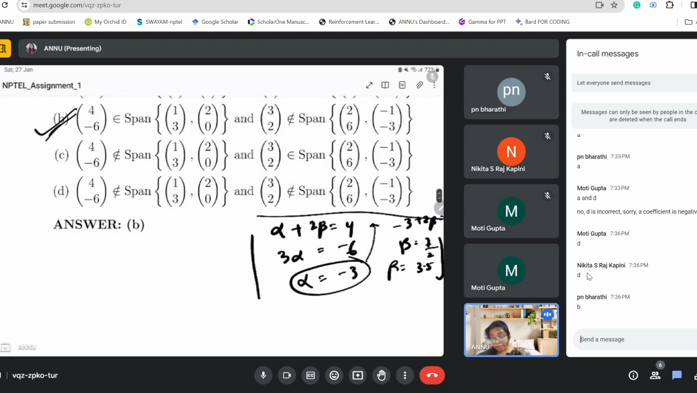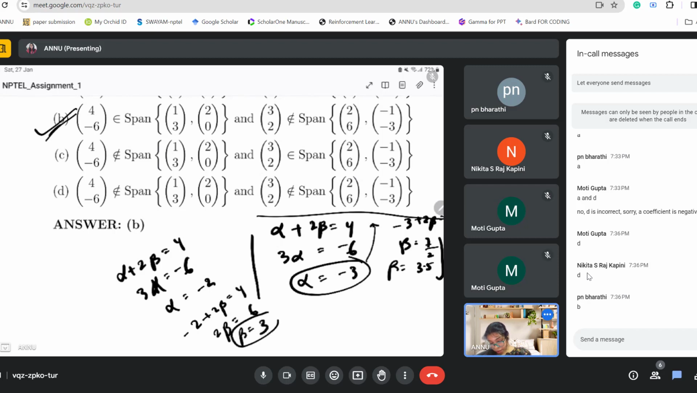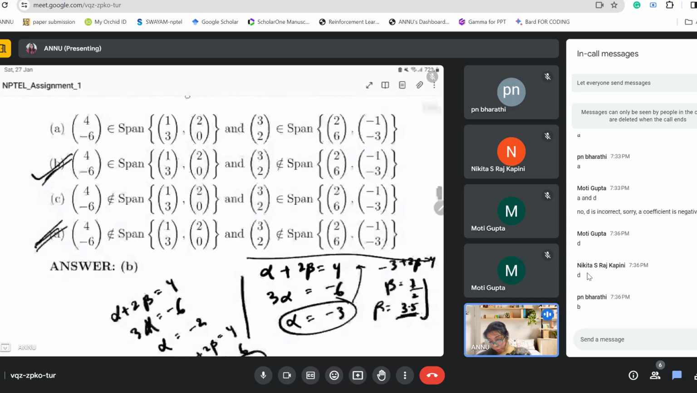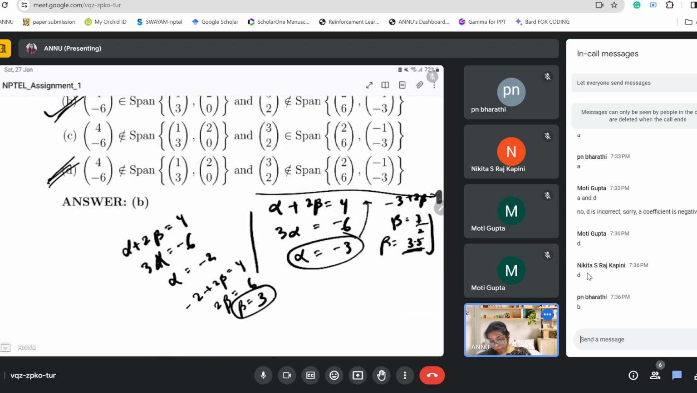But if you try this, alpha plus 2 beta equals 4, 3 alpha equals minus 6, alpha equals minus 2, minus 2 plus 2 beta equals 4, 2 beta equals 6, beta equals 3. Yeah, actually linear combination means it should not be negative values. The answer should be D. I don't know why B is given. I was also guessing it.